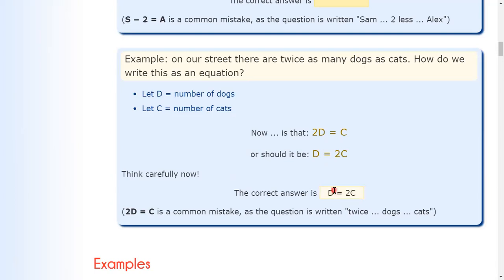This one is the best choice. But anyone can get the idea that 2D is equal to C, which is a common mistake, as the question is written "twice: dogs, cats". So anybody can write this, but this is a mistake. The right format is that D is equal to 2C. These are very simple, but we are just saying that when it says twice, we will have to multiply this.